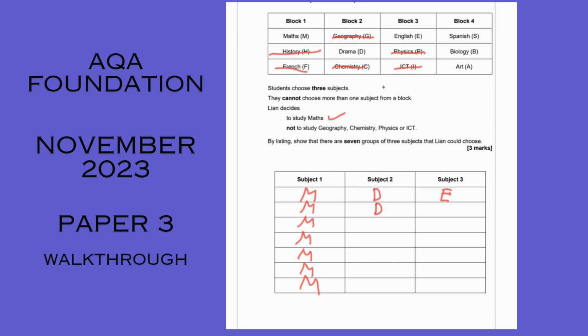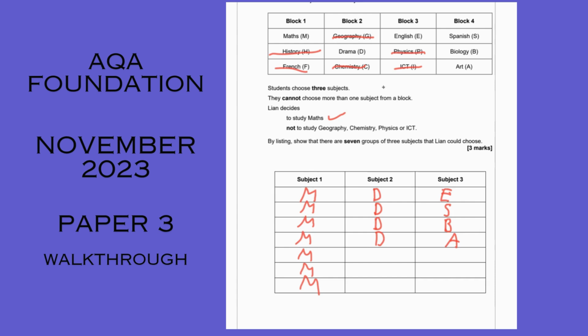Let's fix the drama and move on, because English could be replaced with Spanish, could be replaced with biology, and it could be replaced with art. Always helps to be systematic. That's all the possibilities with drama as the second subject.